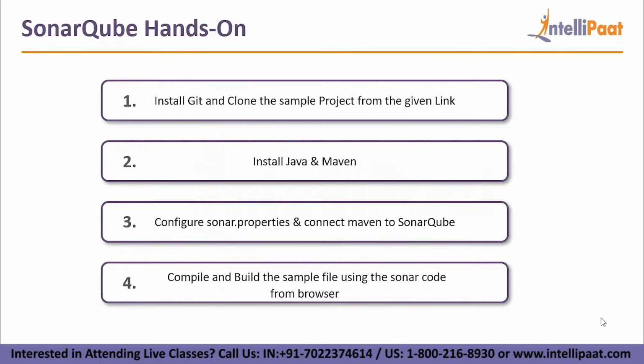Now that we've installed Git and cloned the sample project from the given link, we can go ahead with the second step, that is installing Java and Maven. Now, why do we need to install Java? We need to install Java because Java is a dependency for Maven, and therefore we'll be installing Java. And then we will go ahead and install Maven. Maven is important here because when we are using SonarQube for analysis, we need Maven to first compile the code. We'll be using Maven as the compiler and we'll be using SonarQube to analyze.